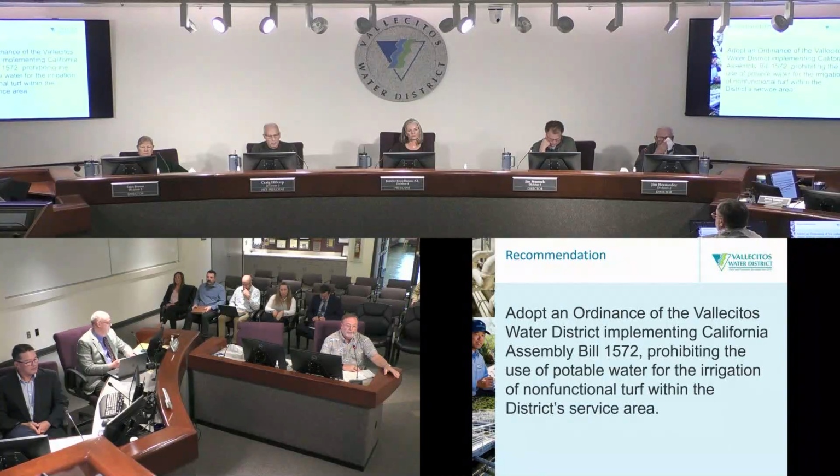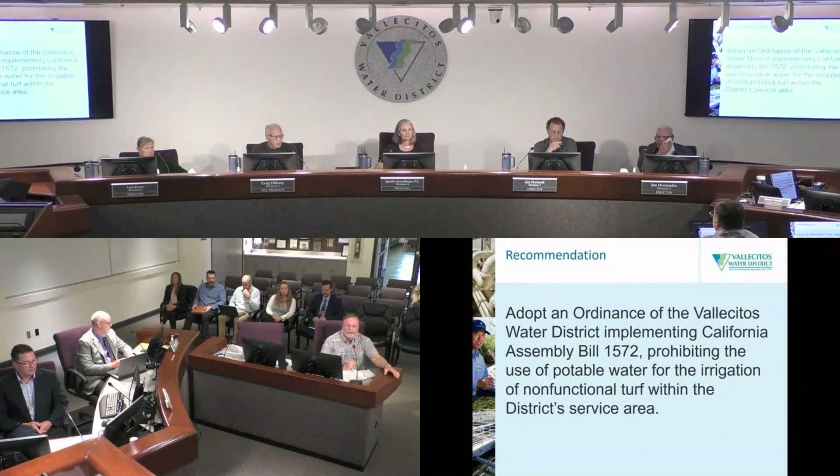The recommendation is to adopt the ordinance implementing Assembly Bill 1572 prohibiting the use of potable water for non-functional turf within the district's service area. And I need to also point out that for the ordinance itself, I had assistance from BB&K staff to draft the ordinance and make sure it met the state's requirements. So with that, are there any questions?